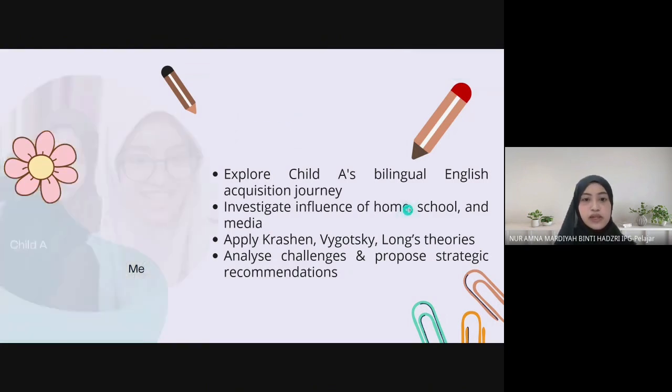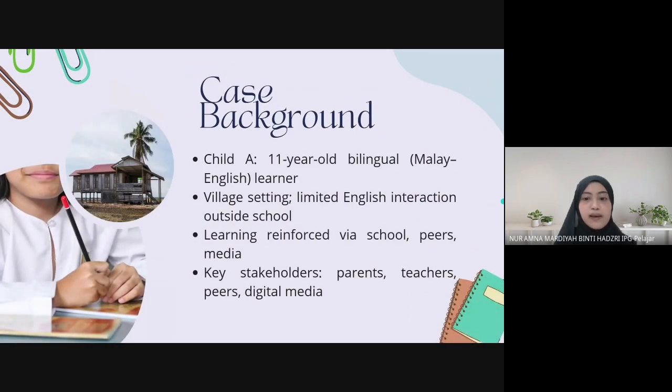Moving on to the next slide. Let's look at the background of Child A. She is 11 years old and lives in a village environment where Malay is the primary language spoken both at home and in her community. Her parents and siblings mostly use Malay, so English exposure outside of school is very minimal. She began learning English formally in year 1 and has shown gradual improvement, especially in reading and listening. Her speaking ability, however, is limited, and she often struggles with pronunciation and vocabulary recall.